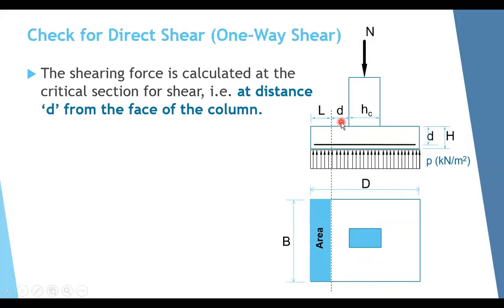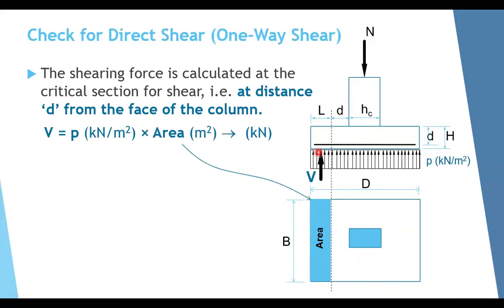So how to check for shear? We have to find first the shear force, which we call V here. This shear force, again, the force equals the stress times area, this hatched area here. So it will equal p times the area. p is kilonewton per meter square times area in meter square. Meter square will go with meter square, so the V here will be in kilonewton in this case.